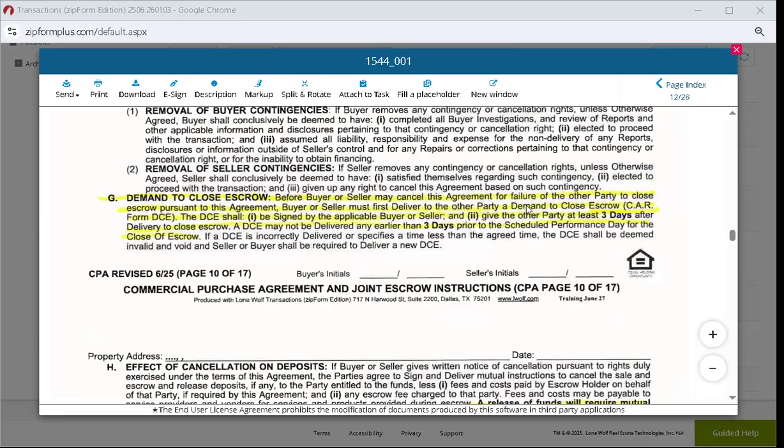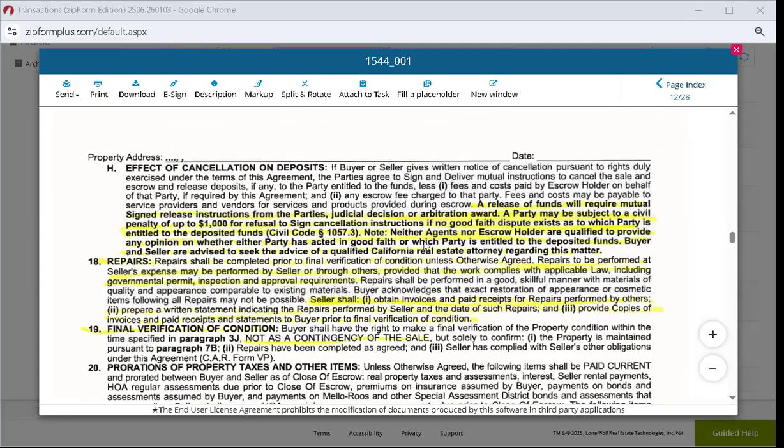So demand to close escrow, you have 2 days on a notice to perform. Until I read this really close, I said, oh, I thought it was 2 days. Demand to close escrow is 3 days. So if you send a demand to close escrow, then it shall be given the other party at least 3 days after delivery to close the escrow. And the demand may not be delivered any earlier than 3 days prior to the scheduled performance day of close of escrow. So I always get questions about how am I counting? So I'm going to go through that since I said the scheduled performance day.